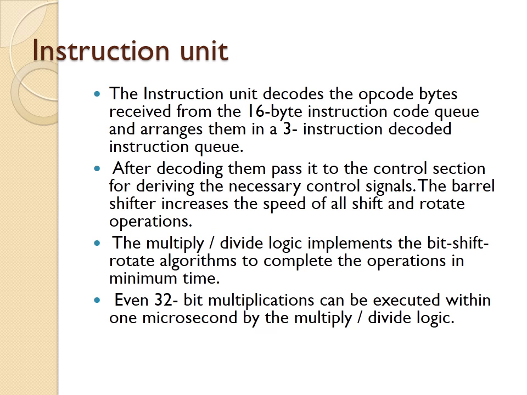Instruction unit. The instruction unit decodes the opcode bytes received from the 16-byte instruction code queue and arranges them in a 3-instruction decoded instruction queue. After decoding them, it passes them to the control section for driving the necessary control signals. The barrel shifter increases the speed of all shift and rotate operations. The multiply divide logic implements the bit shift rotate algorithm to complete the operation in minimum time. Even 32-bit multiplication can be executed within 1 microsecond by the multiply divide logic.